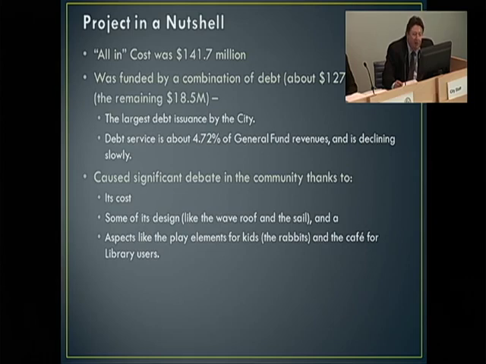I guess one of the things we want to point out is the project did cause significant debate in the community. Obviously, its cost. Some of the pertinent features, the sail, the rabbits, of course, have been a lightning rod, and maybe even the cafe at one point was also part of that.